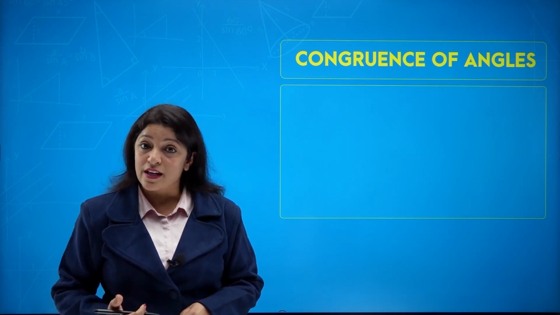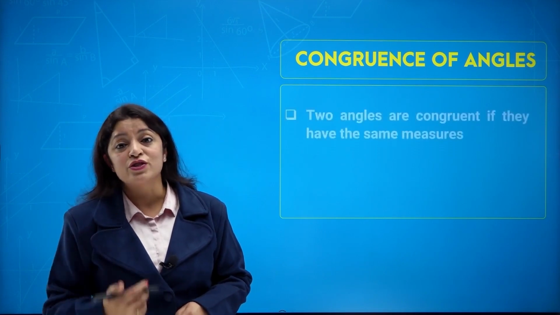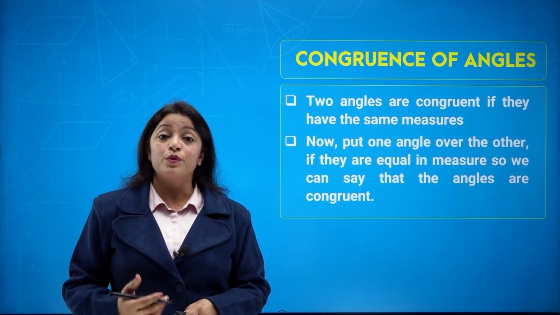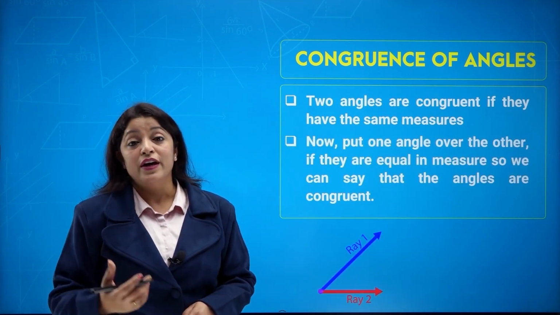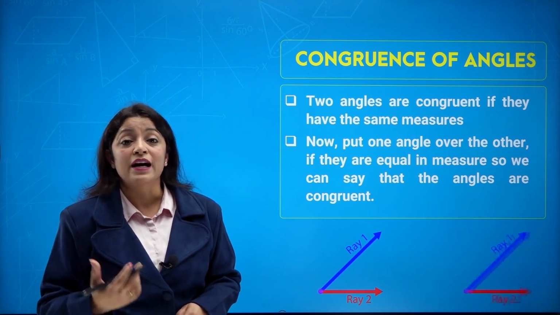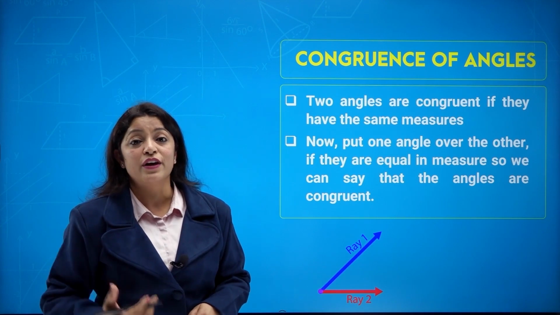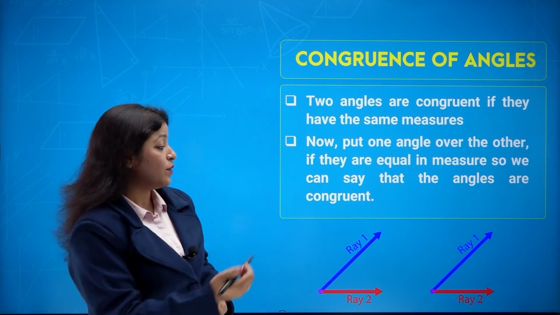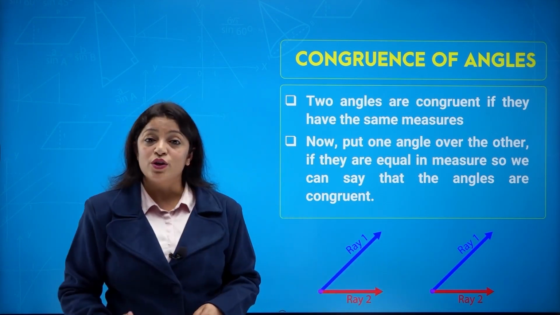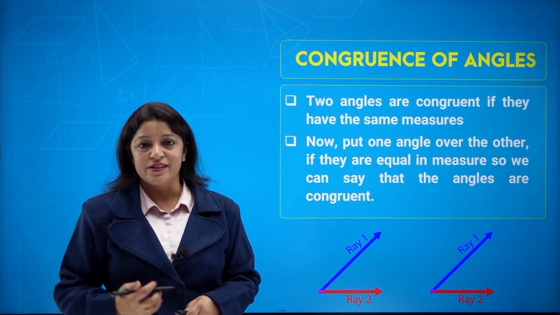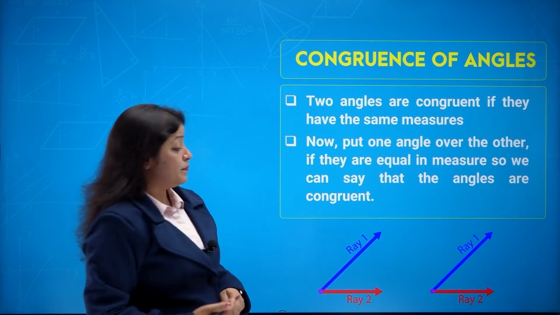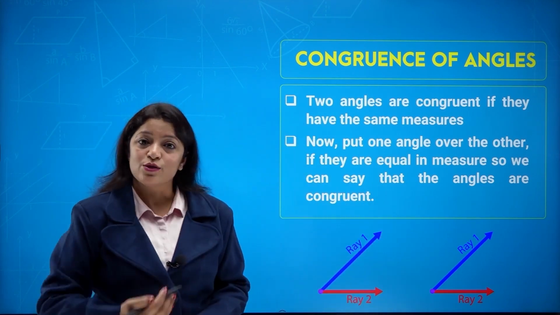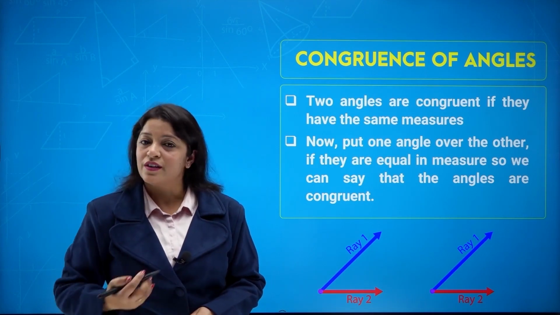Similarly, for angles, we can say if they are of equal measure, then they will be called congruent angles. So here we can say if we put one angle over the other angle in such a way that their measures are exactly the same, as you can see here, ray 1 and ray 2 completely coincide with each other. So we can say the two angles will be exactly equal in measure, or they are called congruent angles. Suppose the first angle made between these two rays is 60 degrees, and the angle made by the next two rays is also 60 degrees, we call them congruent angles.